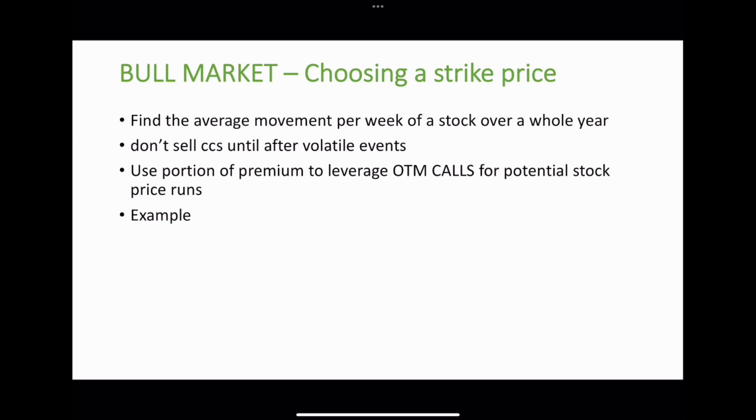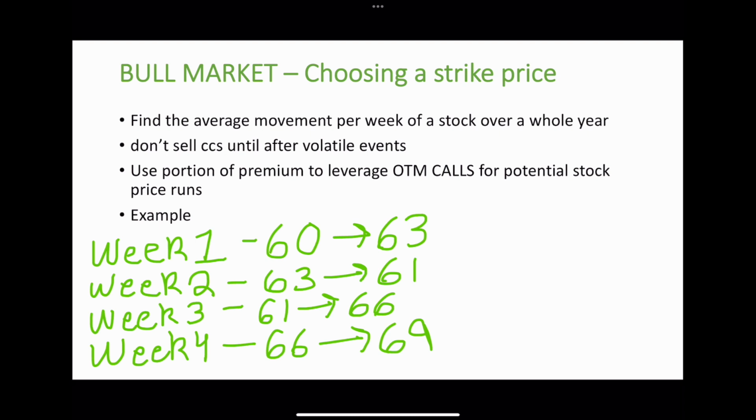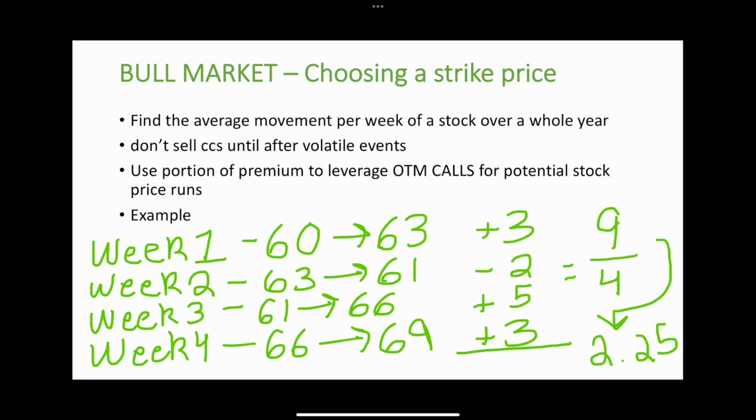Here's an example of how I would typically choose my strike price during any given week. Let's say week 1 through week 4, you see the different price movements listed here, 60 to 63, 61 to 66, etc. Overall, from that month, you will see a $2.25 increase in stock price over the course of a month, or let's say you run that out for a year. So then you would choose your strike, typically $2 to $4 out of the money. That way, in case the stock wants to run a little bit, you have potential to gain that equity increase as well as the profits from your premium.